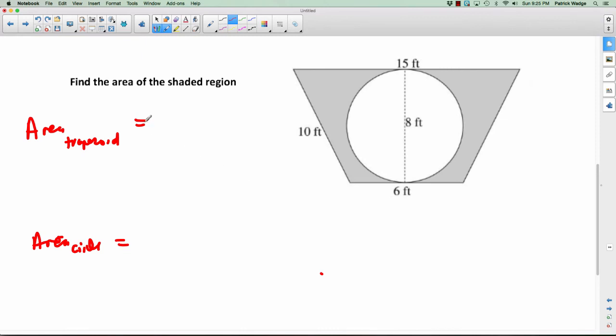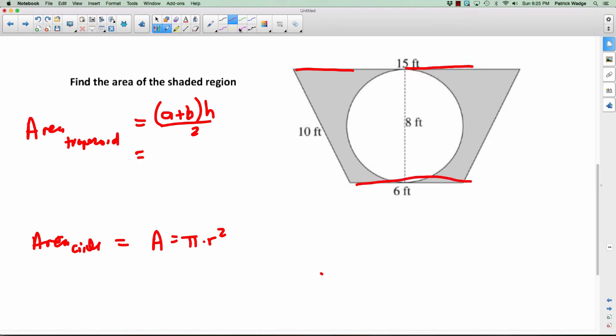So let's remember our formulas. Remember the formula for a trapezoid? It's pretty weird. It's a plus b multiplied times h divided by 2. How about for a circle? It is pi times radius squared. All right, let's start with the trapezoid. A plus b, what does that refer to? That refers to the parallel sides, the one on top and the one on the bottom.